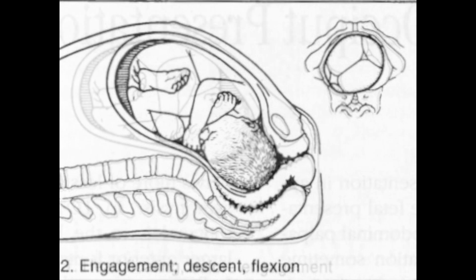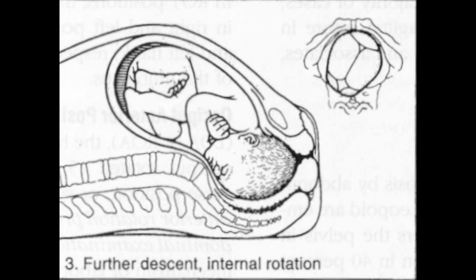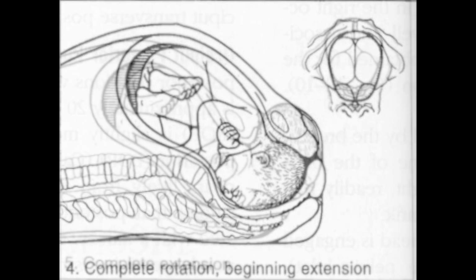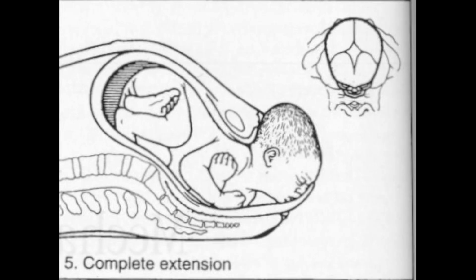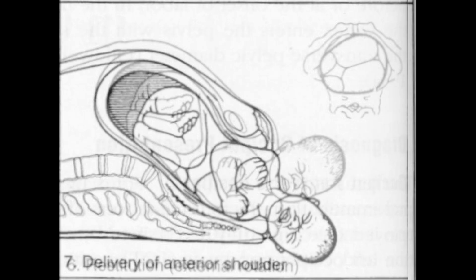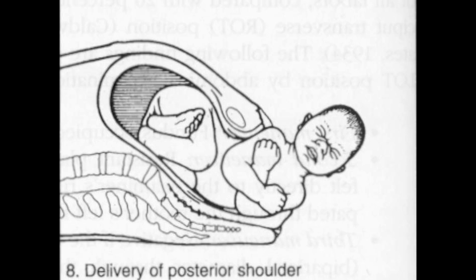The head is floating, gets engaged, and then it descends. As it descends, it flexes, does internal rotation, and starts crowning, then extends and delivers the head. Then the anterior shoulder hitches below the symphysis pubis, delivery of the anterior shoulder, followed by delivery of the body by lateral flexion.